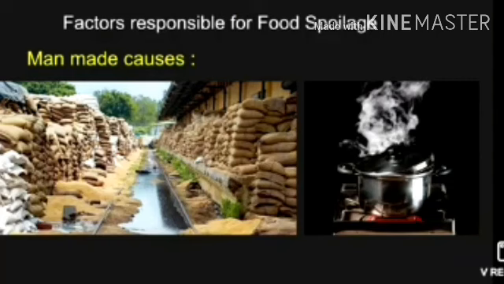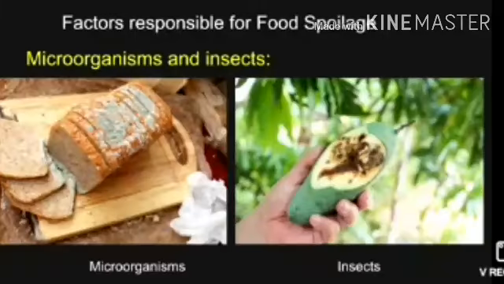So these are the reasons. All these are because of man: overcooking, wrong handling, improper storing of food, and transportation. That is also a reason responsible for food spoilage. Some foodstuffs like meat or milk are either acidic or alkaline. They may get spoiled due to chemical reaction.